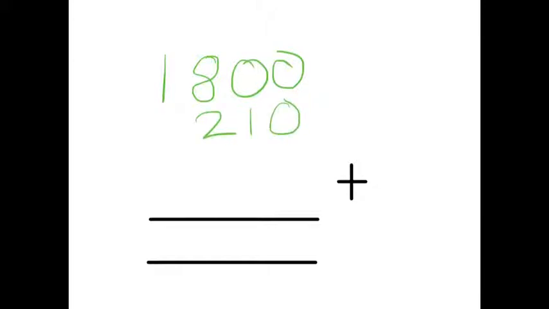So here goes, 1,800 and 210 and 120 and 14. So I start off on the right hand side. Notice how they're all lined up here, and there are gaps here, and that is fine. Now 0 plus 0 plus 0 plus 4 is 4. Next, 0 plus 1 plus 2 plus 1 is also 4.